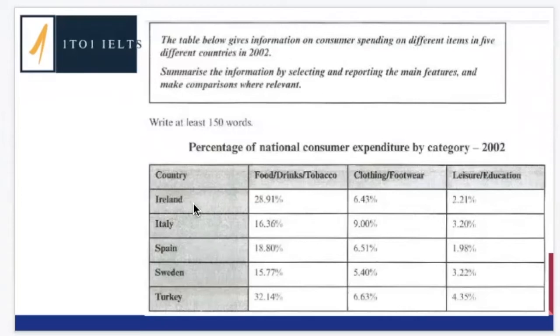Okay, so this is the reason we need to think about what are our categories, because we have to think about grouping the data. So when we have countries, think about your countries as your main categories. And then we've got subcategories which are relating to these countries. So it's much more important to think about Ireland, Italy, Spain, Sweden, Turkey. These are the main things we're talking about. And these are subcategories of food, drinks, tobacco, clothing, footwear, leisure, and education. So our main categories are the countries. And how many countries do we have?